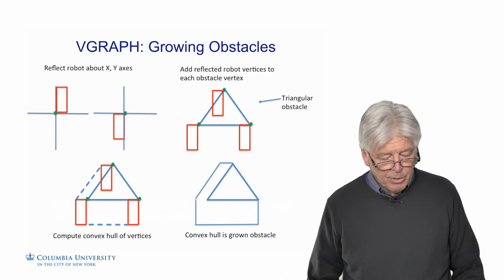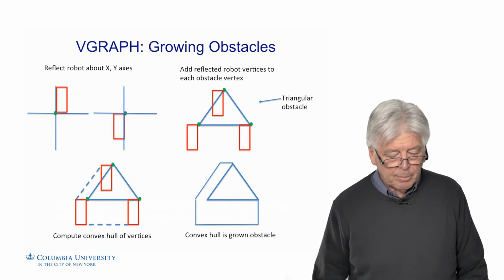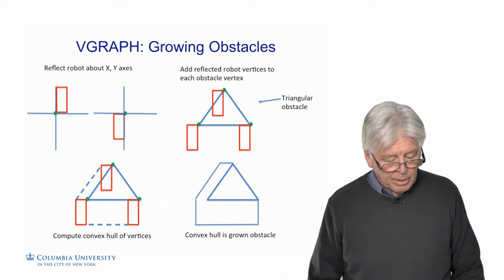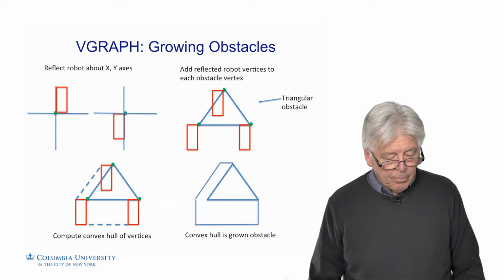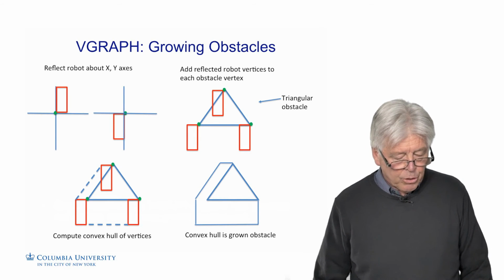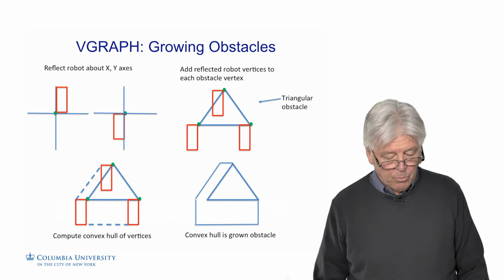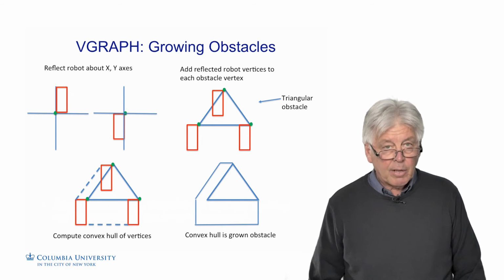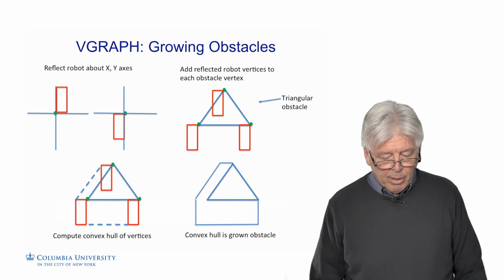So how do we grow the obstacles? Well, one, you could do it easily enough by doing a reflection algorithm. On the top left, we see a kind of rectangular robot with a reference point at the origin, and we take its reflection. So we take its reflection in X and Y, and we create this kind of inverse object, an inverse robot, and keep track of that reference point.